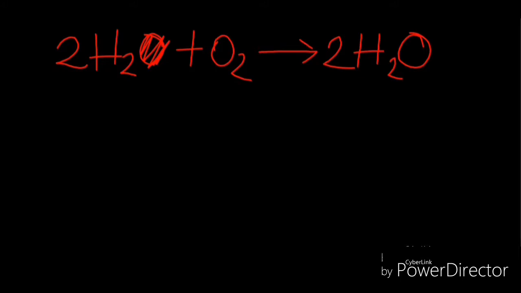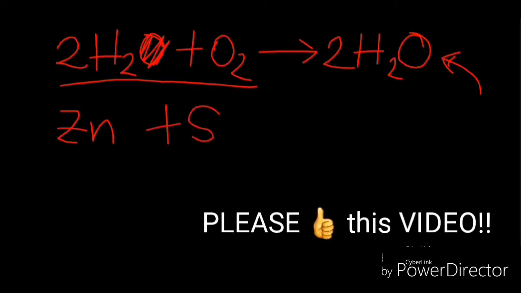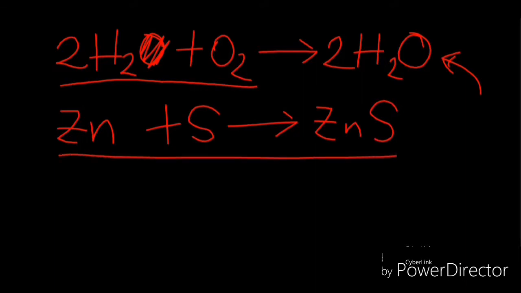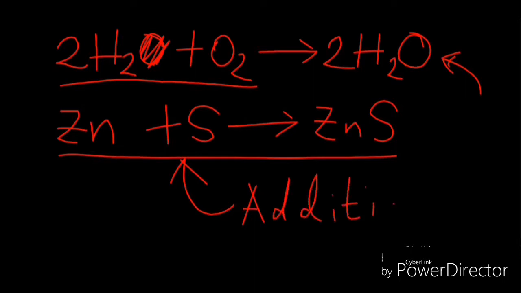And this is fully an addition reaction because I have two things here and they have been added on the product side, right? So let's take one more example. Suppose you have zinc, and again you have sulfur, and when these react with each other, they'll produce zinc sulfate. This is simply an addition reaction, right? Because I have zinc and sulfur on the reactant side, and they have been added on the product side, which is completely an addition reaction.